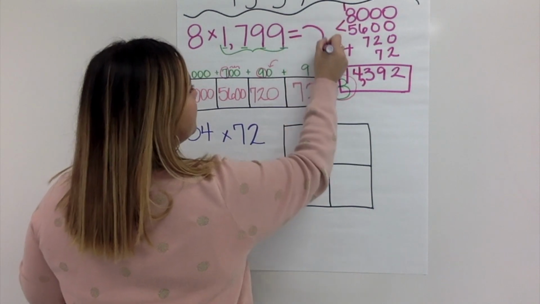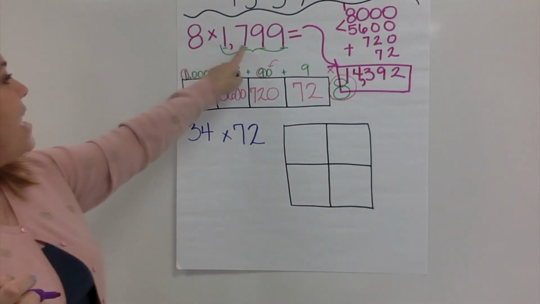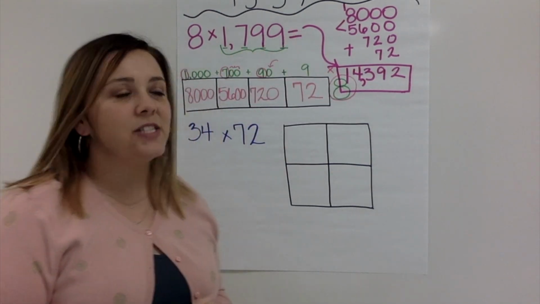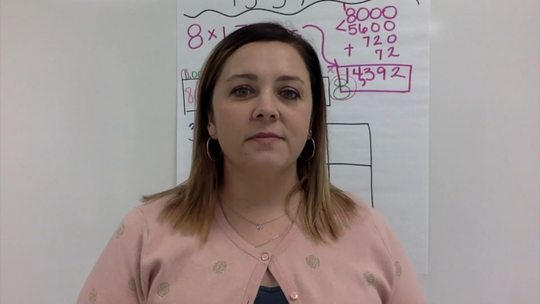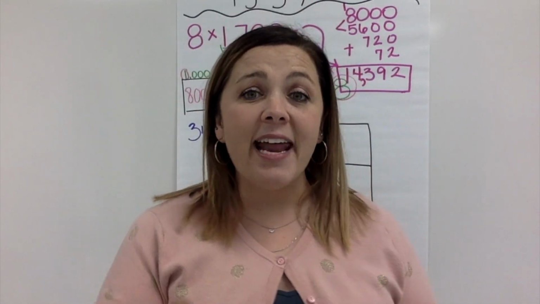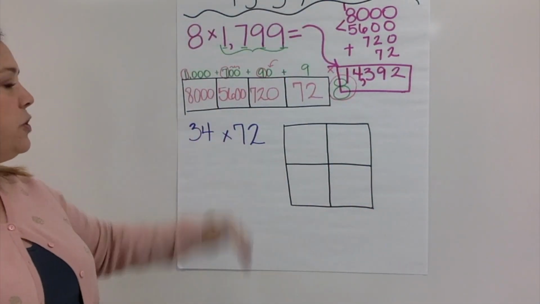So 8 times 1,791 equals 14,392. All right, so we're going to stay along those same lines of multiplying, but now we're going to look at a 2 by 2 multiplication problem. So we have a 2-digit factor times a 2-digit factor.